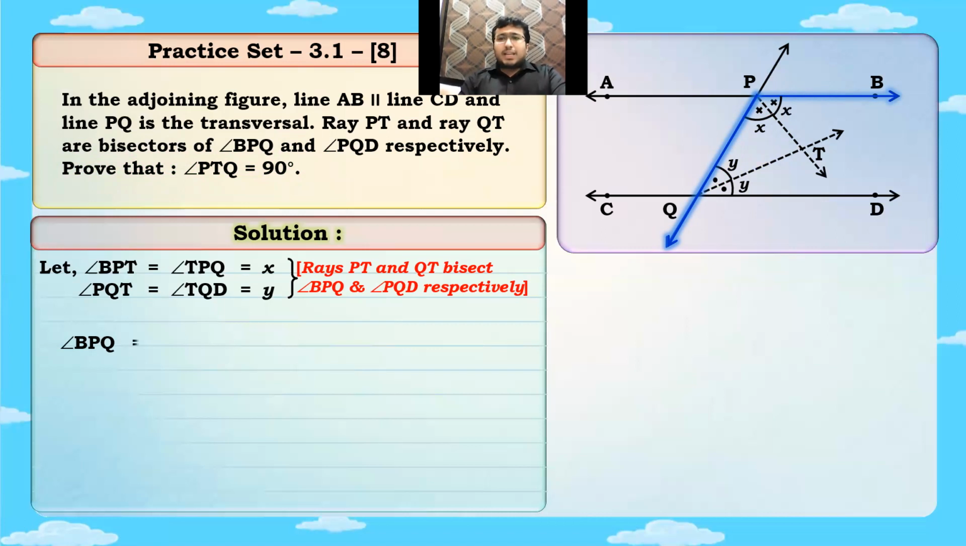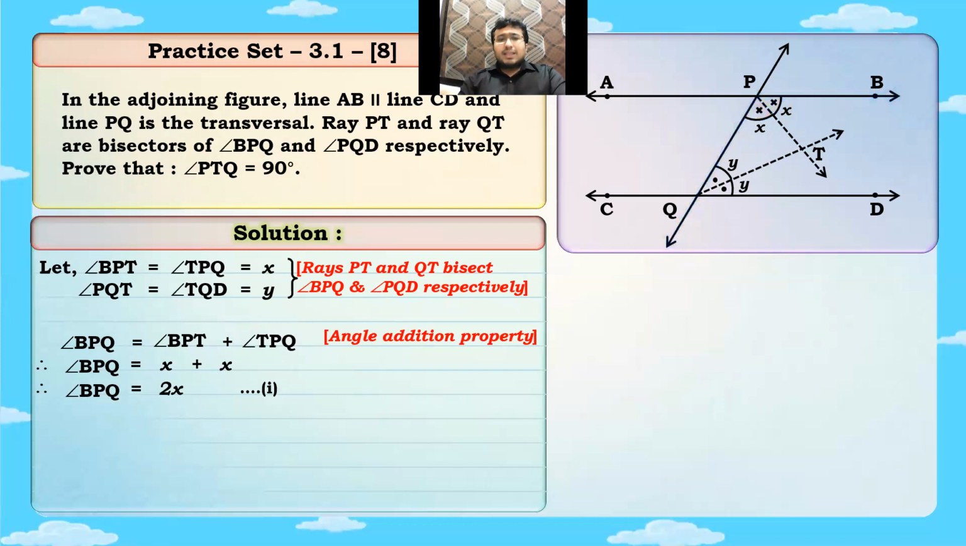Yes, superb. It is angle BPT plus angle TPQ. You are adding two angles and getting the bigger angle. The reason will be angle addition property, that is x plus x. So measure angle BPQ will be 2x and I mark this as result number 1.